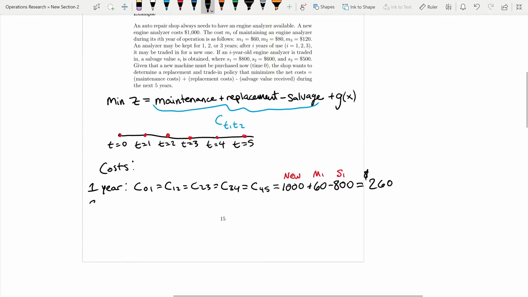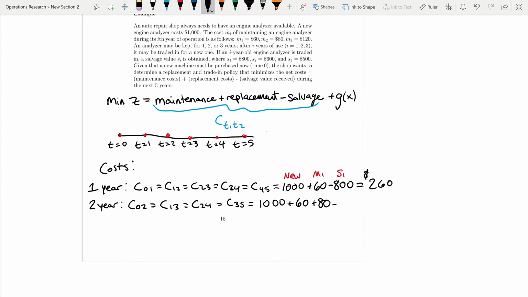Next, we should look at if we do 2 years, which is the same thing as going from time 0 to time 2, time 1 to time 3, time 2 to time 4, or time 3 to time 5. Again, that's going to be the $1,000 for new, plus that first maintenance cost of 60, and that second year of maintenance cost for 80. And then we're going to subtract off our secondary salvage value, because you only get one salvage value. When you compute all of these together, 1,000 minus 600 plus 60 plus 80 is just going to be 540.